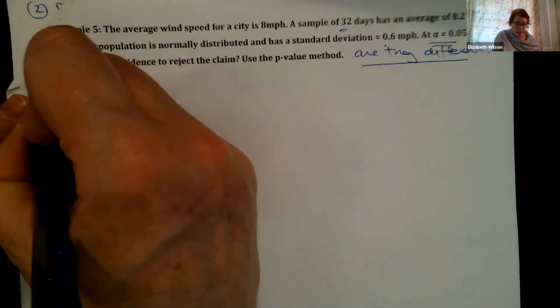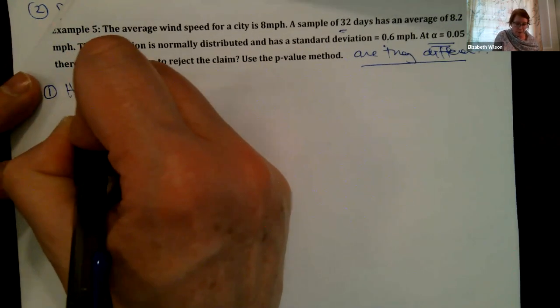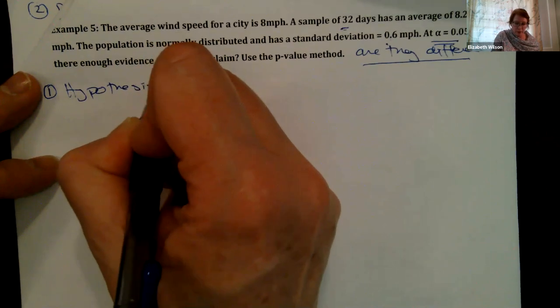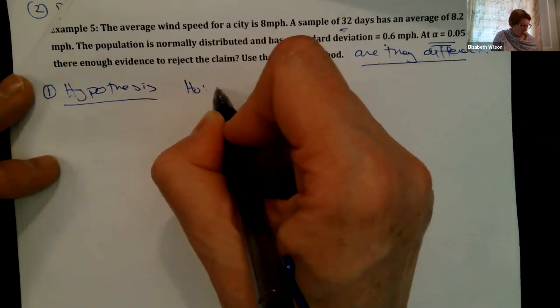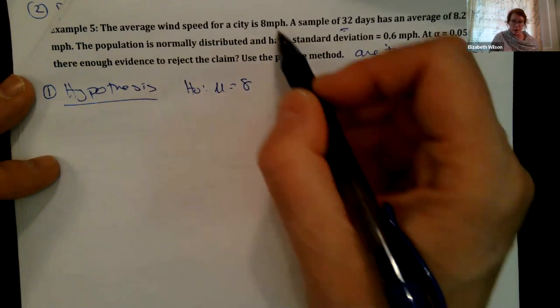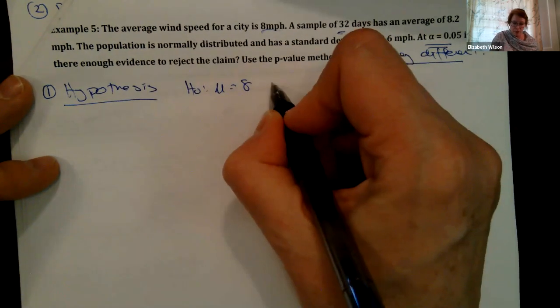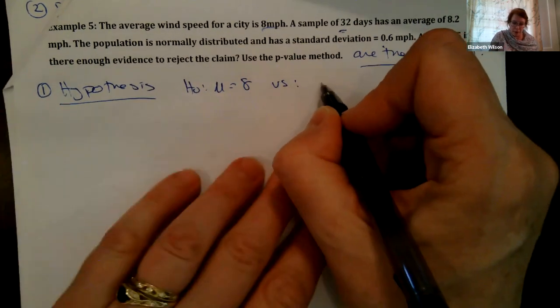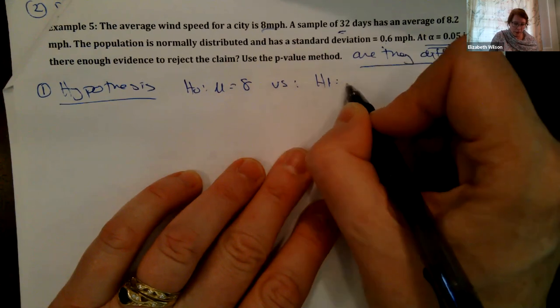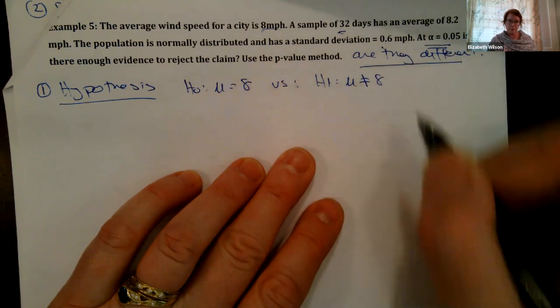So first off, I need to write my hypotheses. My H-naught, I'll say the mean is equal to 8 miles per hour. That comes from here. Versus our claim, our alternative hypothesis, that the mean is not equal to 8.